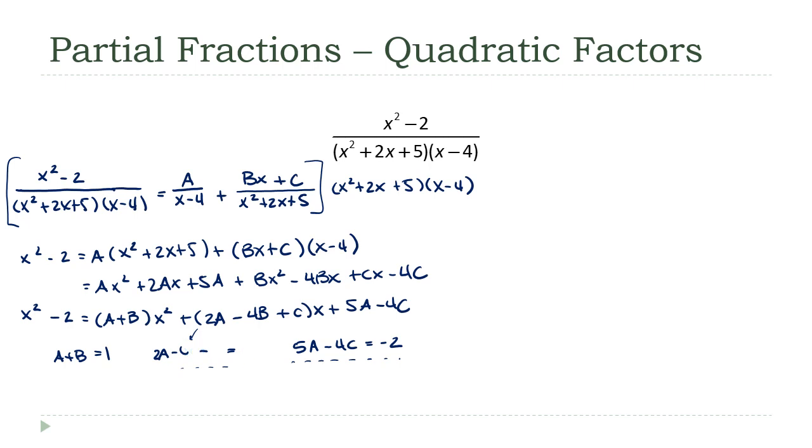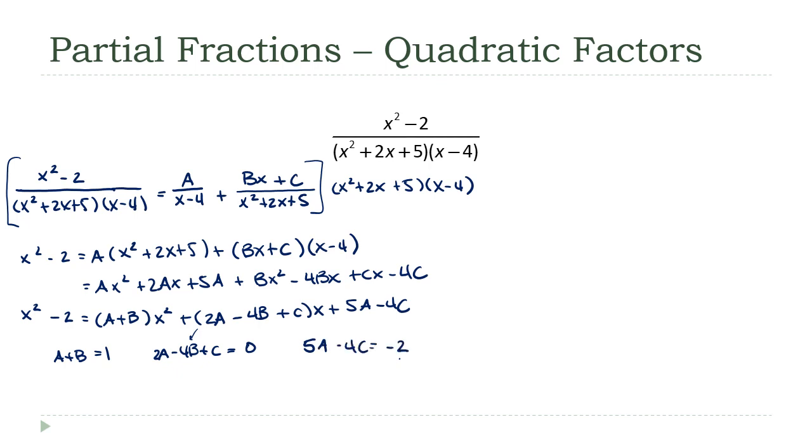Sorry, I got carried away. That was 2a minus 4b plus c equals 0. And I'll be a little more careful. Let's get rid of these lines down here. Oh, I did it again. Sorry, I'm making a mess. 5a minus 4c equals negative 2.